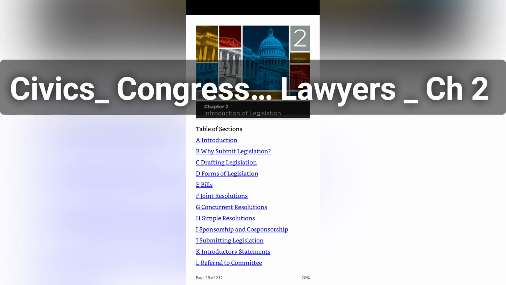Less complex bills, resolutions, and amendments are often drafted by House or Senate staff in the members' offices or by committee staff. On occasion, legislative language is drafted and offered to members by outside groups, state legislatures, federal agencies, or even the president.